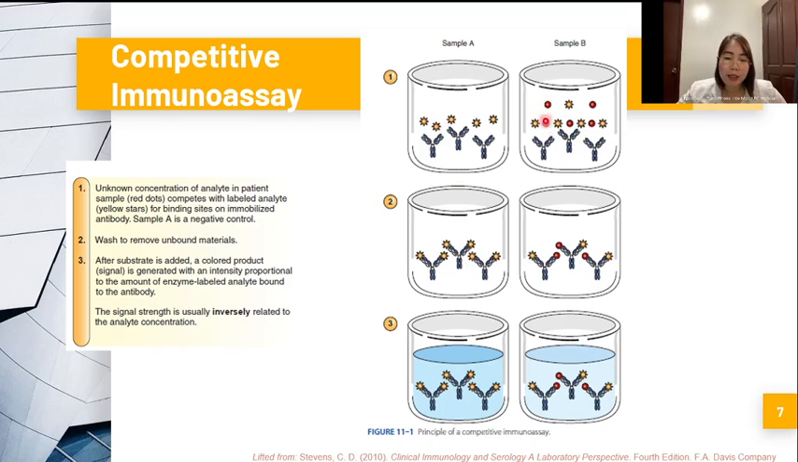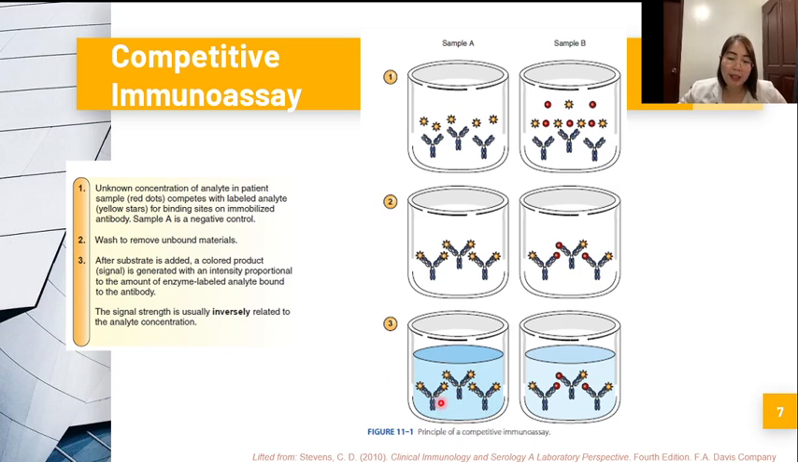Okay? And kung present naman sa sample yung ating patient antigen, magbabind siya doon sa ating antibody. That's why mababawasan yung reaction or detection nung labeled analyte natin. Okay? And the signal strength of the detected labeled reaction is inversely proportional to your patient antigen concentration, which means the more labeled antigen is detected, the lesser the patient antigen is present. So, for example, dito, mataas yung radioactivity, mataas yung color product, or mataas yung fluorescence, it means that decreased ang ating patient antigen.